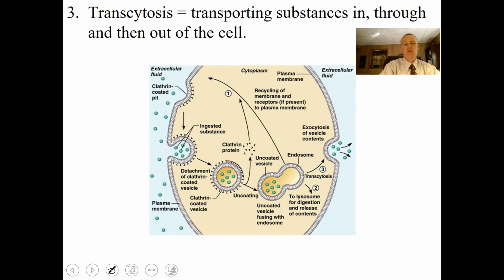Transcytosis is the third mechanism, and this is transporting substances into the cell, through the cell, and then out to the other side of the cell. So sometimes we want to move product A from here to here, and the way we do that is through transcytosis.